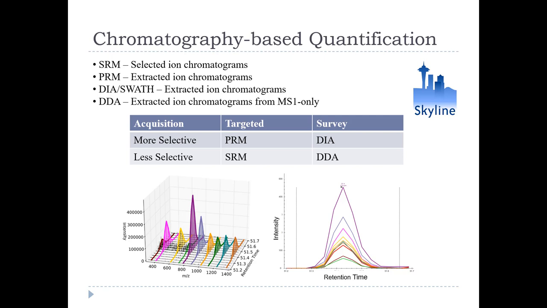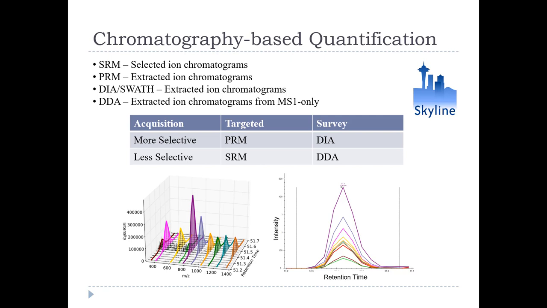And then DIA is more selective than just the MS1 spectra from DDA, and that's one of the primary reasons people use DIA. But in the end, it's all chromatography-based quantification.